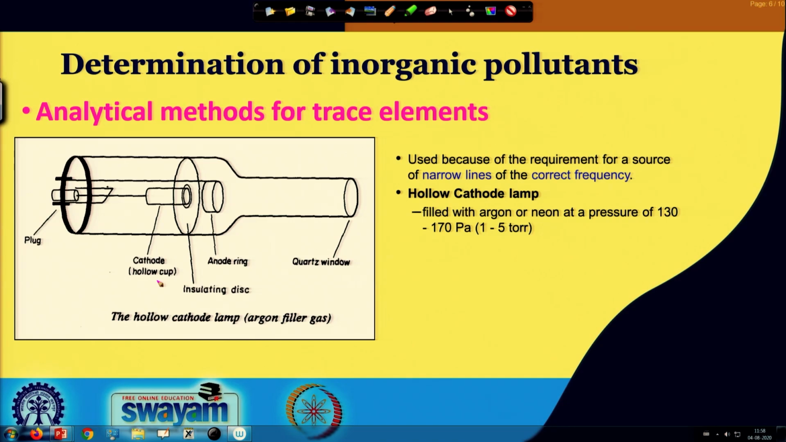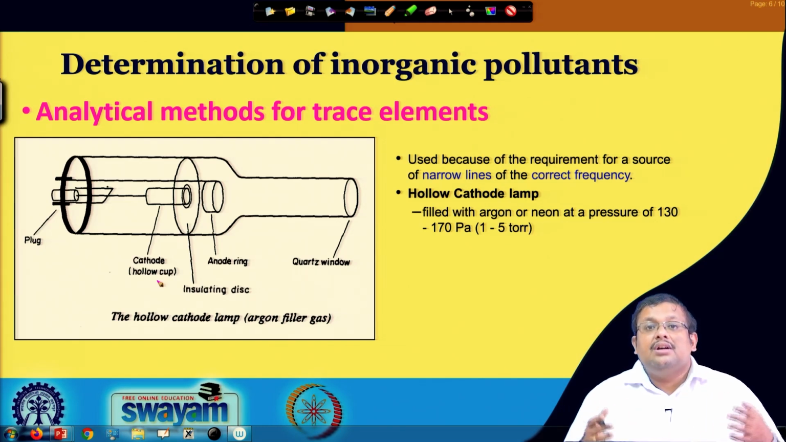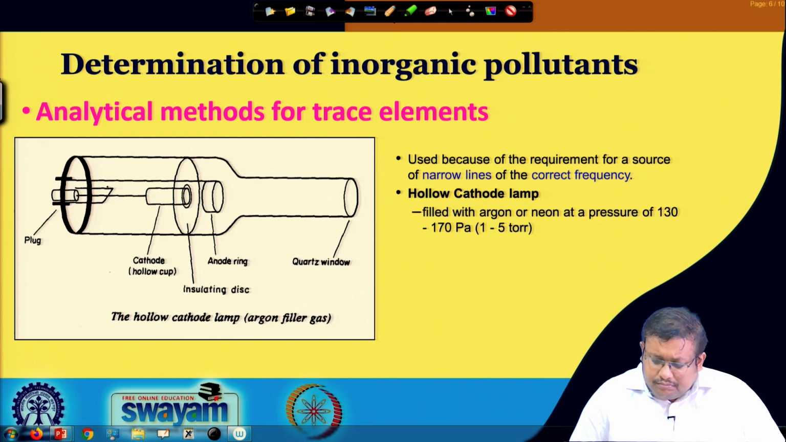Why do we use the hollow cathode lamp? We use it because of the requirement for a source of narrow lines of the correct frequency. And why do we call it hollow? Because it is filled with argon or neon, which are inert gases, at a pressure of 130 to 170 Pascal, or 1 to 5 torr. So, this is how we call it hollow cathode lamp.